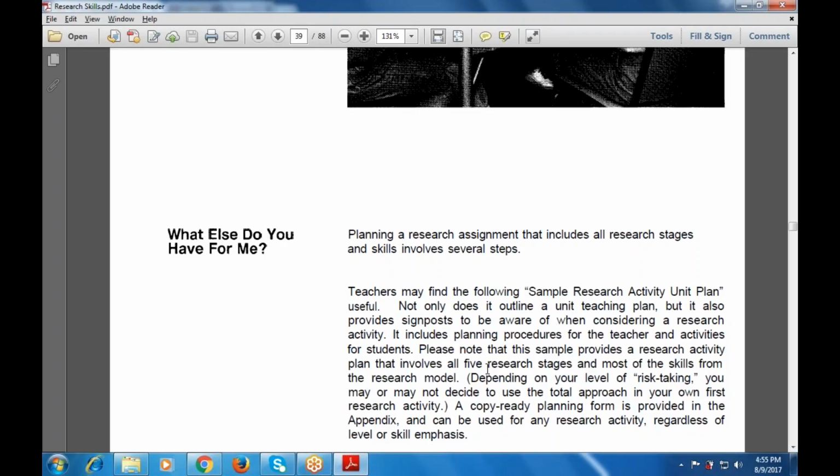That may be a simple activity, a simple procedure, a research activity, research stages. And most of the skills that they are using, they use with a variety of concerned people that we also approach in your first research activity. And a cooperative planning form is provided in the appendix that is used for the research activity regardless of the level of skills emphasized. So whatever skill or ability you emphasize, that ability will be provided with the level of the grade, with the level of the research activity.